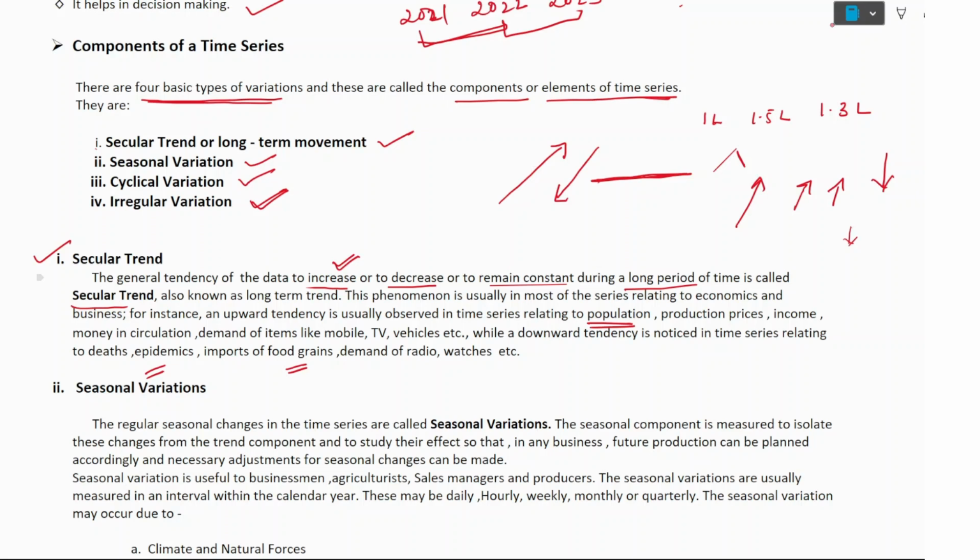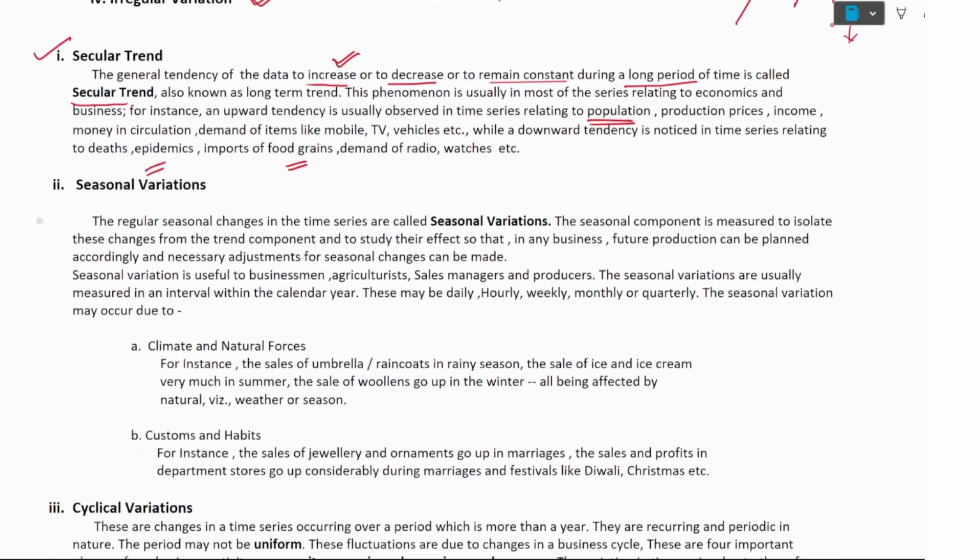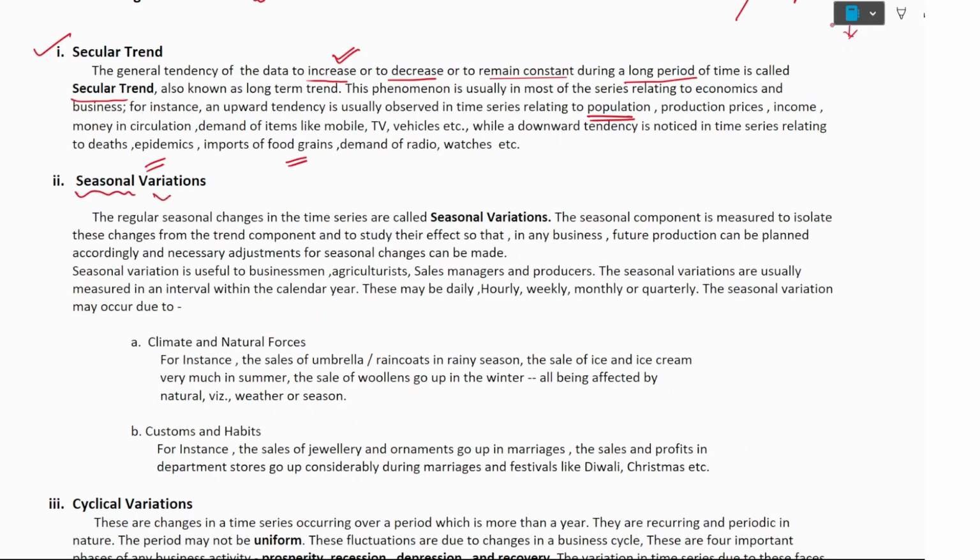Now the second one is seasonal variation. From the word itself, it means the variation happens for the trend according to the season. Take festivals, for example: if it is Diwali or Christmas, at this particular time the sale or production of particular items increases, because the demand is going to be more for sweets, cakes, or the Christmas star. Everything depends upon that particular season.